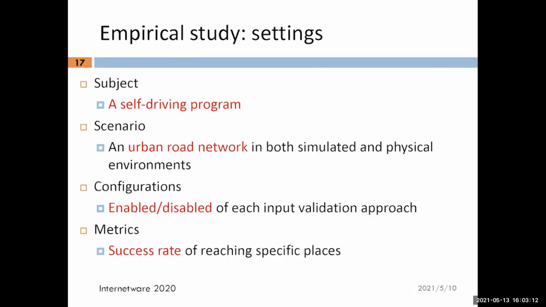This is the overview of our empirical study settings. The subject is a self-driving program. The scenario is an urban road network. We ran the subject program with different configurations, which enable or disable each input validation approach, and finally calculated the success rate of the robot car reaching specific places.